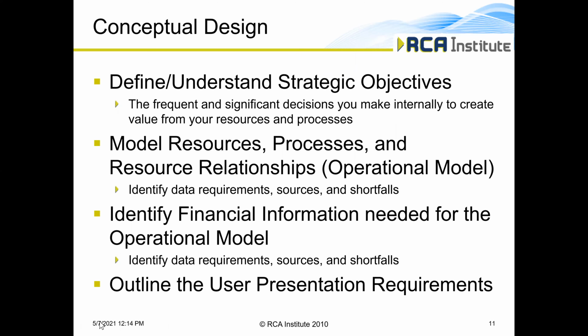So what needs to be done? First, you need to spend a lot of time defining and understanding the strategic objectives of the organization. What are the frequent and significant decisions your organization makes to internally create value from resources and processes? So it's not just strategic, but it's also something tactical. Maybe if you're in a company that has arguments about this stuff, what causes the arguments? Those are the things that you need to sort out and build your cost system to make it work better.